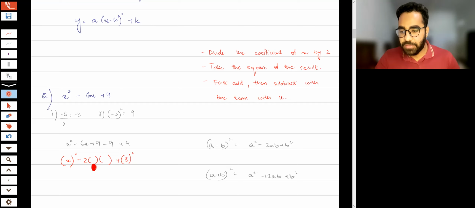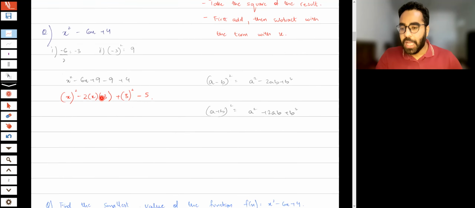I left these blanks deliberately because you need to give the values of a and b in these empty brackets. Now what is the value of a? The value of a is x, and the value of b is 3. So just write x over here and write 3 over here. I'm still left with these two numbers, -9 plus 4. -9 plus 4 is going to make -5.